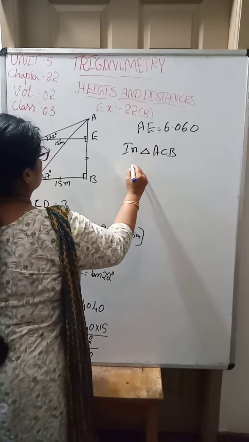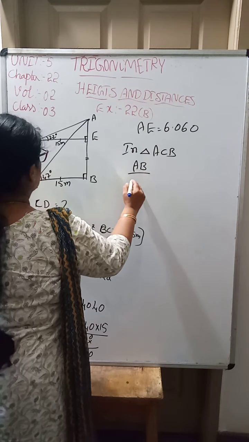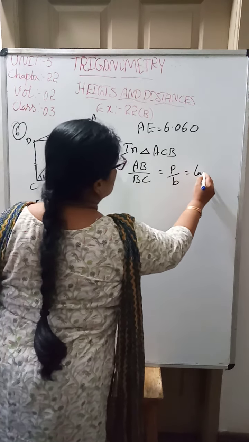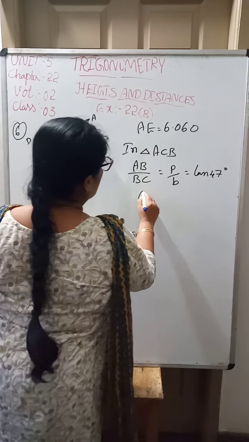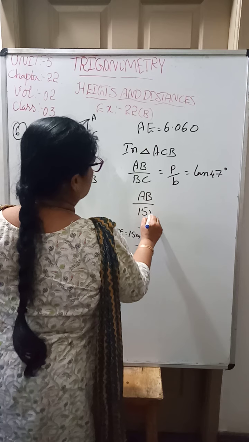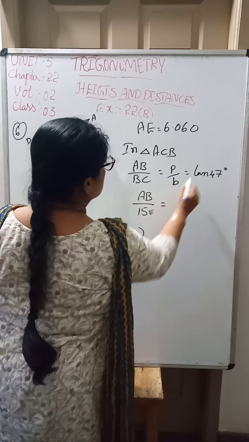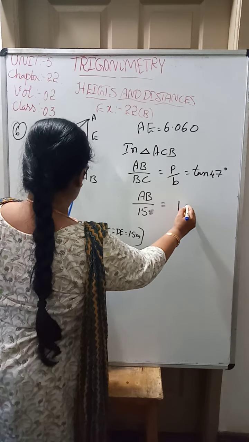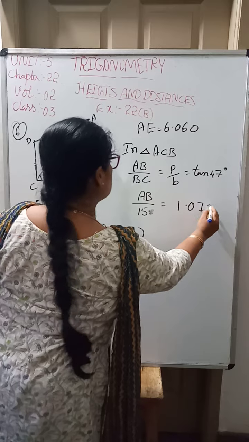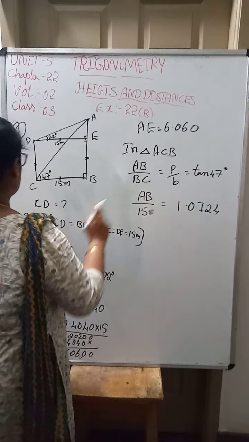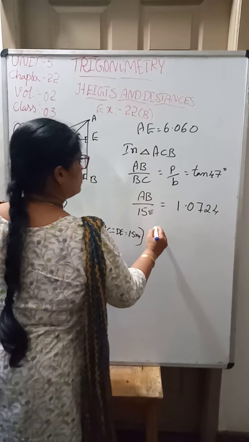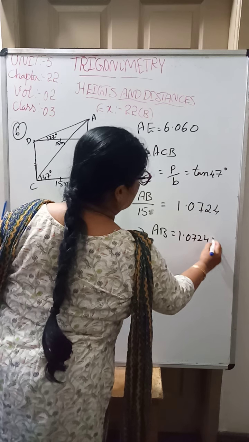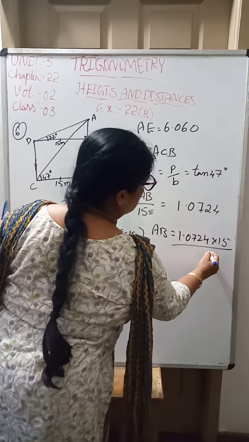The reference angle is 47 degree. AB by BC is equal to perpendicular by base is equal to tan 47 degree. So, AB by 15 meter is equal to tan 47 degree, which, looking at the clark table, you will get the value 1.0724. Now, AB is equal to 1.0724 into 15. Now, multiply and get the value.